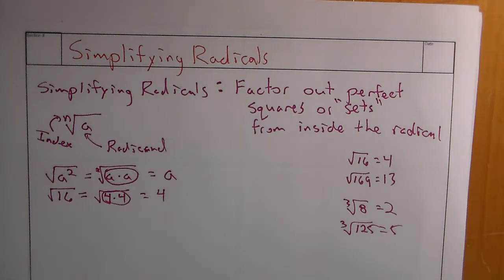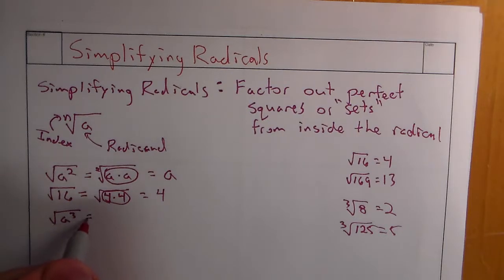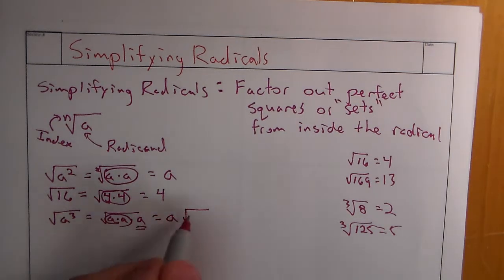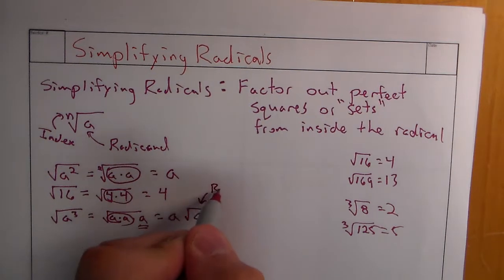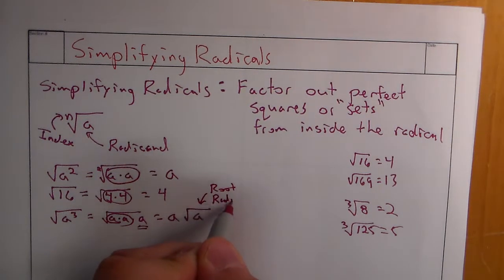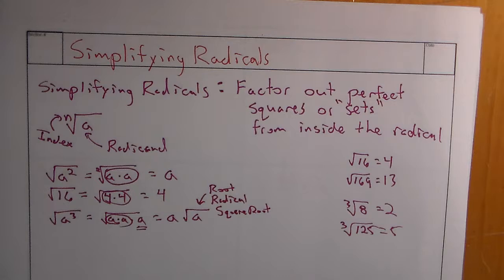Now, not every time will something clean up as nicely as that, because let's say we have the square root of a to the third. We have 3 values. So this is going to be a times a times a. Well, I have a set of 2 here, which brings 1 out, but the other one gets left behind. So we'd say that is a root a, radical a, or a square root a. We could use any of them as we go.